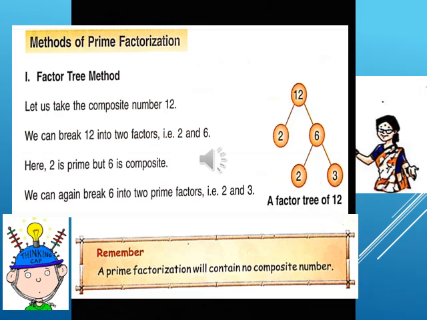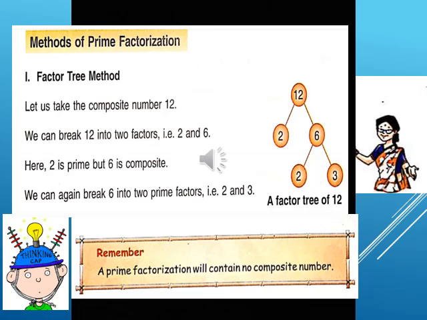In the method of prime factorization, today here we will see the factor tree method. Let's take the composite number 12. Now we break 12 into two factors. See the figure. First write 12, then circle the number. Take two lines because every time we will find two factors of each. So break 12 into two factors, 2 and 6.